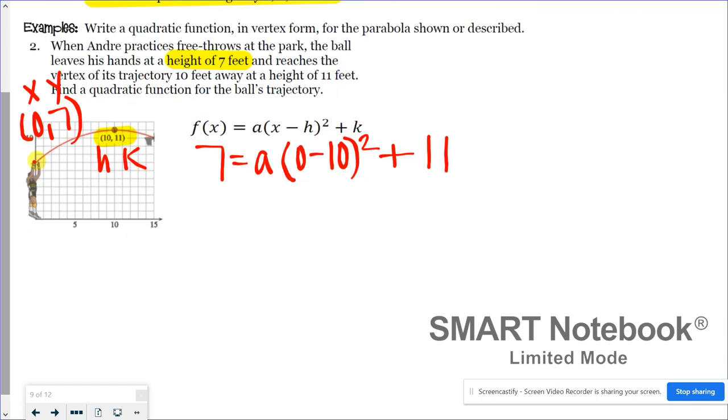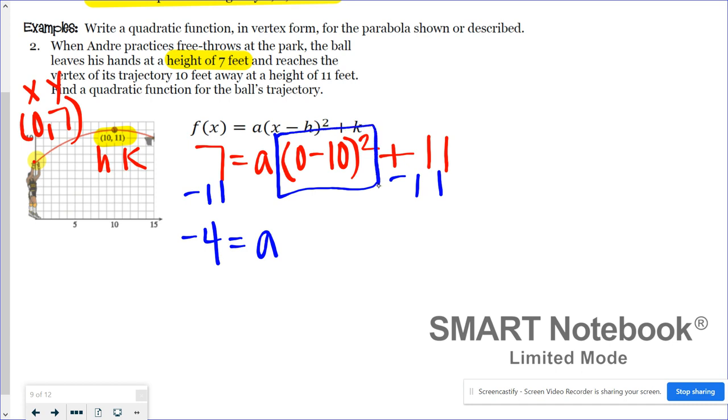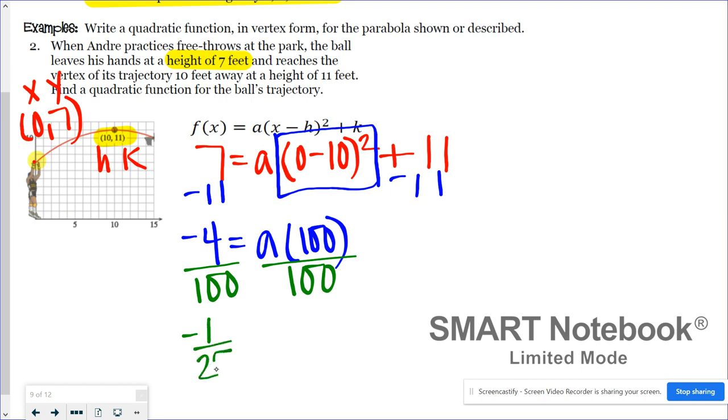Now I need to solve this for a. In order to solve for a, I've got to do some straightening up here. This plus 11, I'm going to have to send over to the other side, so I'm going to get negative 4 over there. And then what is 0 minus 10 quantity squared? I'm going to do that math, and I got 100. So I just cleaned things up a little bit, and then one more simple step, and I can solve for a. That means I have to divide both sides by 100, so I get that a is equal to negative 1 over 25.